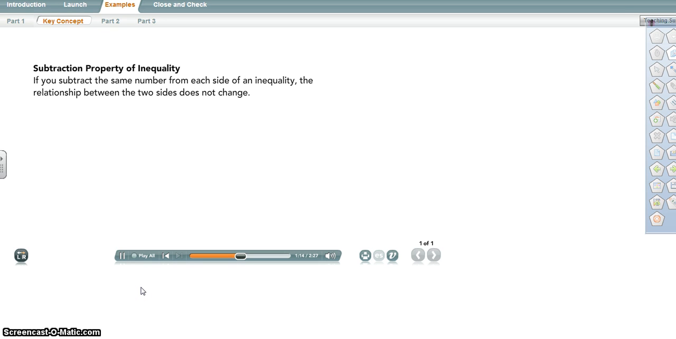The subtraction property of inequality states that if you subtract the same number from each side of an inequality, the relationship between the two sides does not change. If A is less than B, then A minus C is less than B minus C for all numbers A, B, and C.